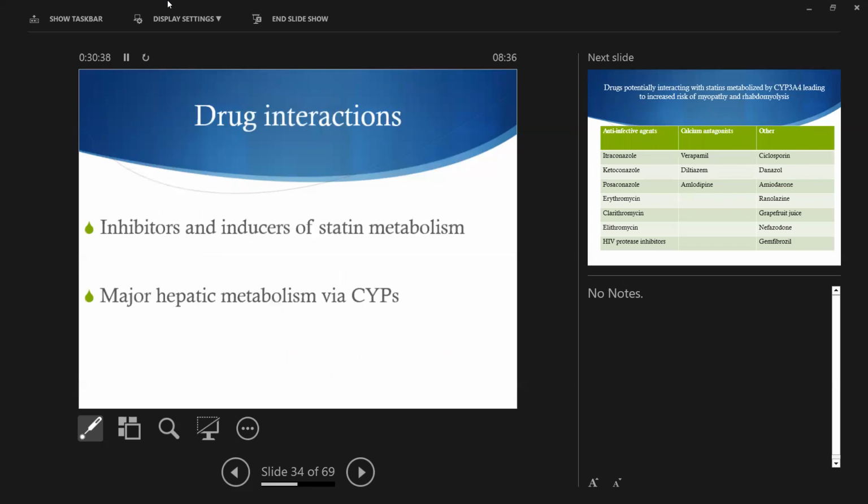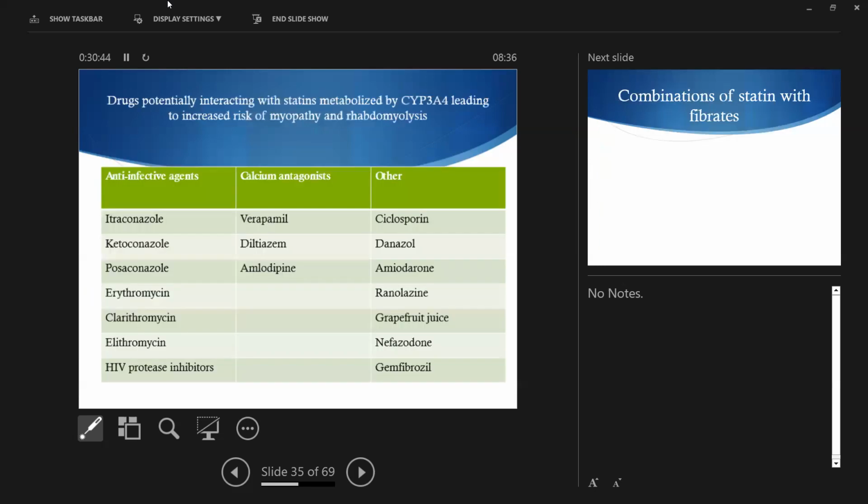There are some drug interactions with statin, mainly because of hepatic metabolism via cytochrome P450. These are some of the groups which can interact with statin and produce more incidence of myopathy and rhabdomyolysis, like the antifungal agents itraconazole and ketoconazole, antibiotics like erythromycin and clarithromycin, antihypertensives like calcium channel blockers, and cyclosporine, amiodarone, ranolazine, and grapefruit juice. That is another thing. And also gemfibrozil, as a triglyceride lowering agent.